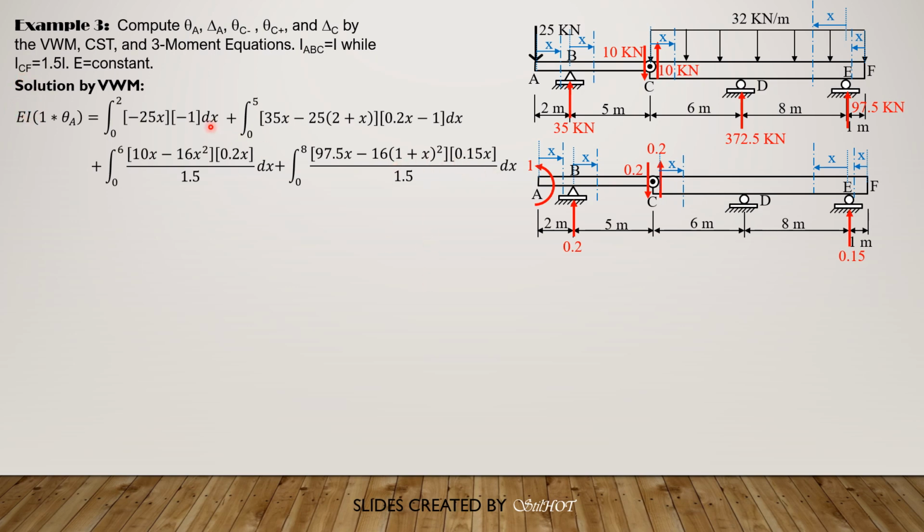So the value of the integral of the first is equal to 50. The second integral is equal to 250 over 3. The third integral is negative 595.2. And the fourth integral is negative 8576 over 15.